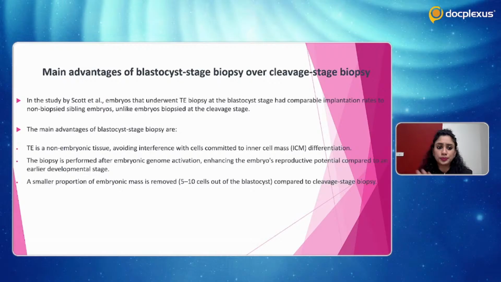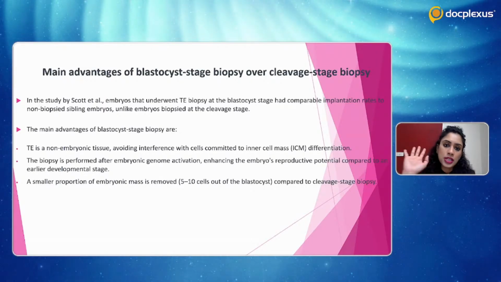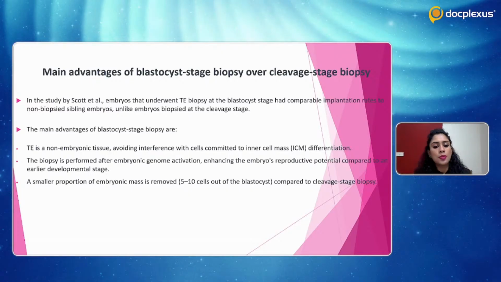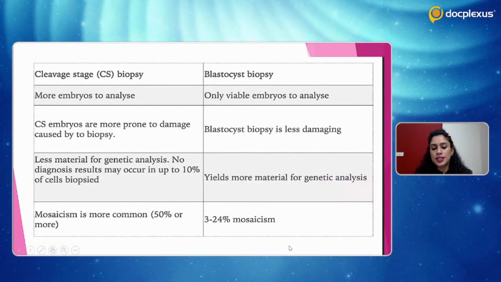So the biopsy is performed after the embryonic gene activation, enhancing the embryo's reproductive potential compared to an earlier developmental stage. And a smaller proportion of embryonic mass will need to be removed, about 5 to 10 cells of the blastocyst. Whereas if you do the cleavage stage biopsy, you need to remove cells, and this will represent a larger percentage of the embryo itself at that point. If you remove 5 to 10 cells out of the blastocyst, it's not a large percentage of the entire embryo. So now we see what are the differences in the cleavage stage biopsy and the blastocyst biopsy.